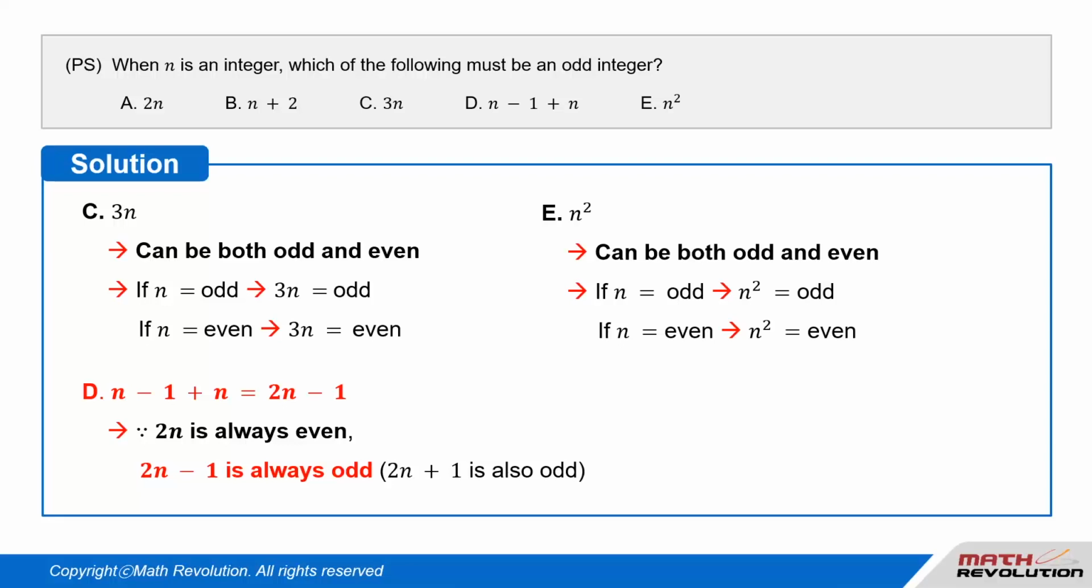E. n squared. n squared can be both odd and even, depending on the value of n. If n is odd, say 1, n squared will be odd. And if n is even, say 2, n squared will be even. Thus D is the correct answer. Answer D.